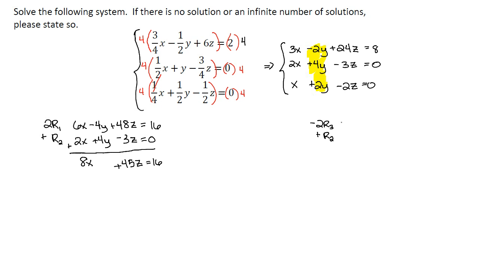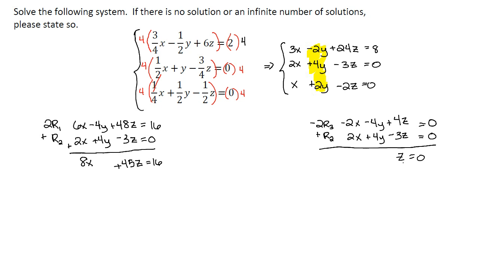The other side over here, negative 2 times row 3, will give me negative 2x minus 4y plus 4z is equal to 0. And we're going to add that to row 2. So we have 2x plus 4y, this is row 2, right? Minus 3z is equal to 0. You add these up, you get that the x's cancel, the y's cancel, and you just have a regular old z is equal to 0.